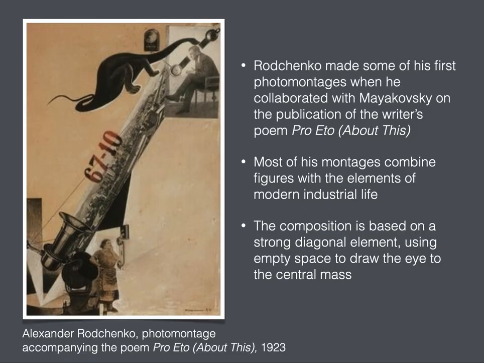This is a photomontage by Alexander Rodchenko. He made some of his first photomontages when he collaborated with Mayakovsky on the publication of the writer's poem Pro Eto. Most of his montages combine figures with the elements of modern industrial life. The composition is based on a strong diagonal element, using empty space to draw the eye to the central mass. I absolutely love this image. It's got a woman, a man sitting at a table who are kind of looking at each other, and then you've got this random dinosaur.